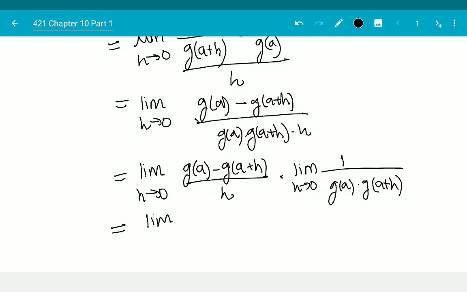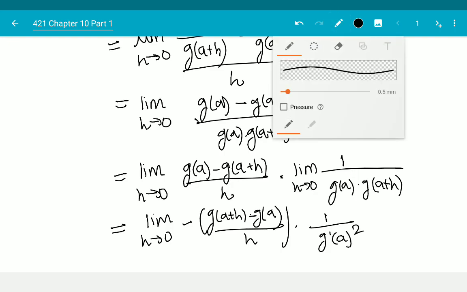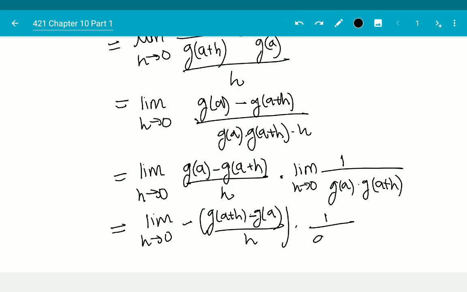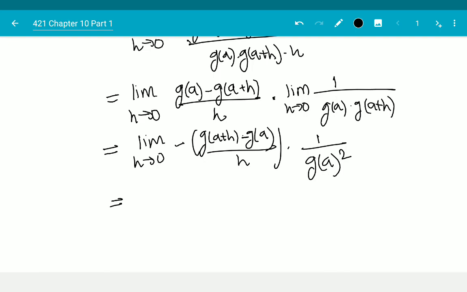which, for my final coup de grace, is exactly equal to negative of g of a plus h minus g of a all the way over h times limit h goes to 0 as g of a is not 0. This is equal to 1 over g of a squared. Oops, not g prime of a. 1 over g of a squared. And so I get this is negative g prime of a over g of a squared.